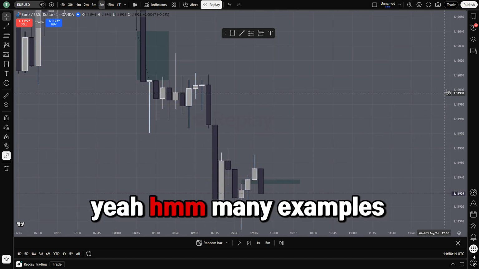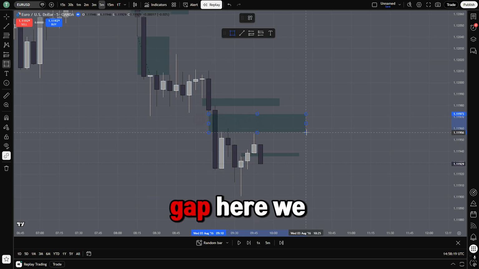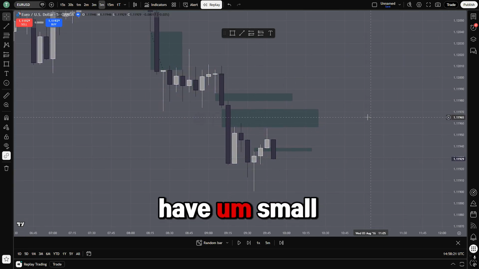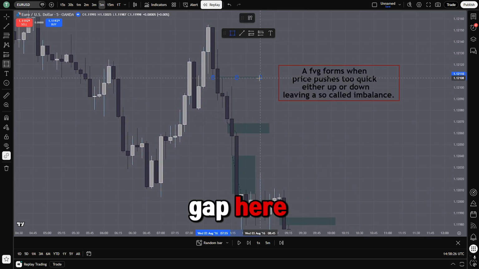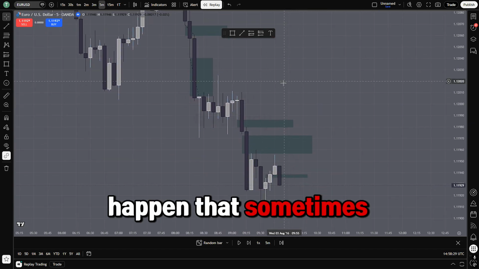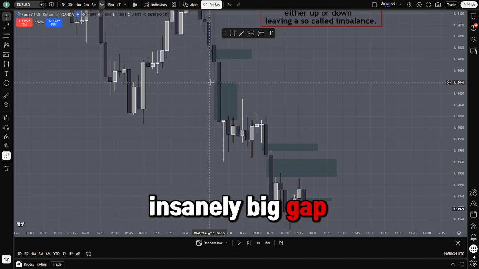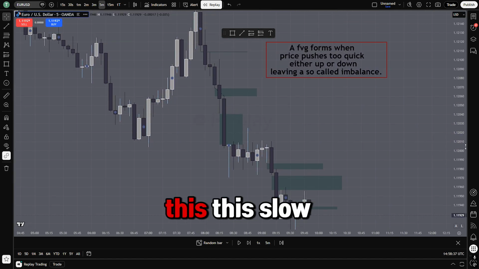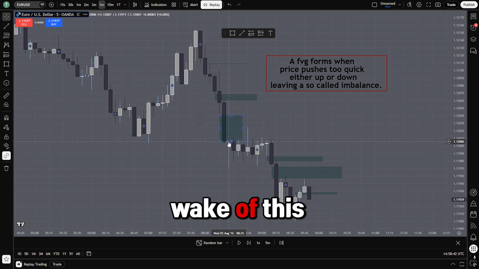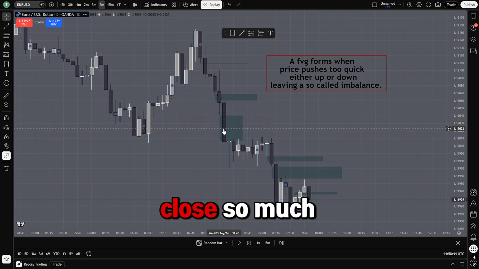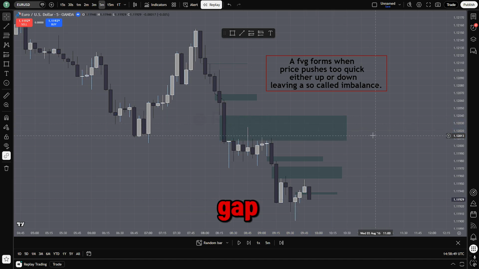But yeah, many examples of gaps here. We have this one gap here, we have this gap here, we have a small gap here. Many times, sometimes you're going to get some crazy big gaps like this one. This is an insanely big gap. Why? Because look at this. This low wick doesn't touch this top wick of this candle, and this candle closed so much below this low wick here. So this is a really big gap.